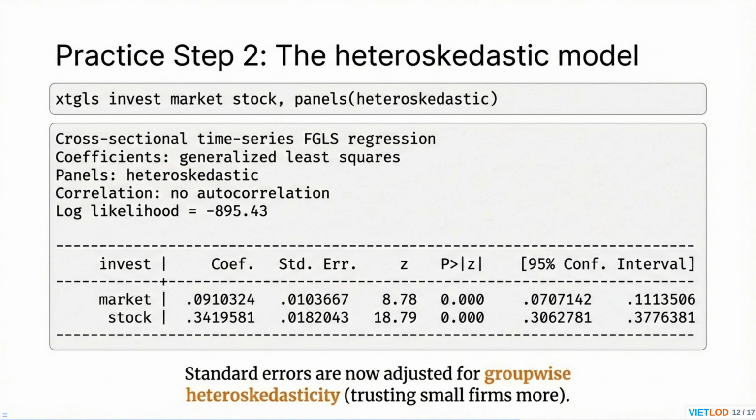To account for the heteroskedasticity we observed in the previous step, we run the xtgls command with the panels heteroskedastic option. This instructs Stata to allow the error variance to differ across each company in our panel. The output confirms that we are performing a cross-sectional time series FGLS regression and that the panels are indeed specified as heteroskedastic. Currently, we are not modeling autocorrelation.